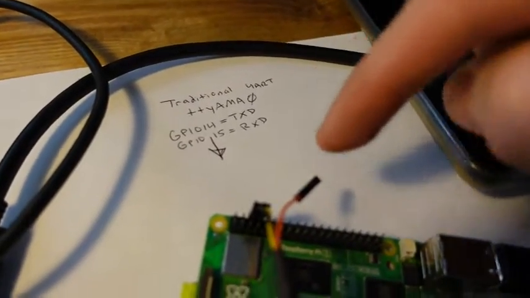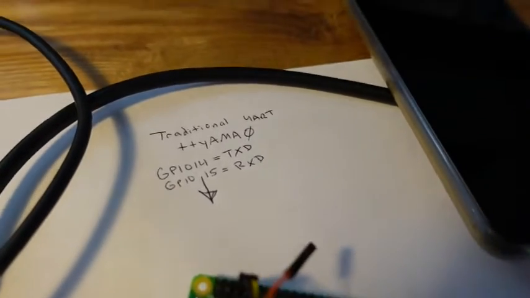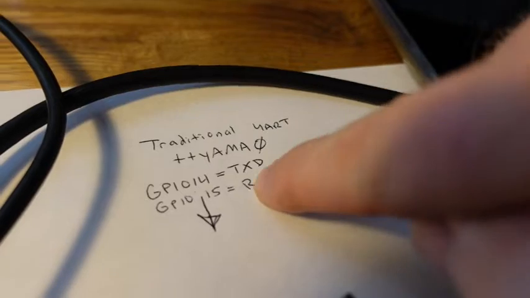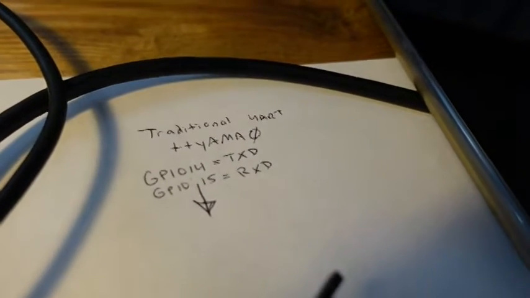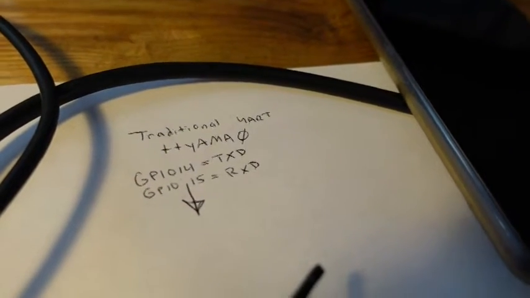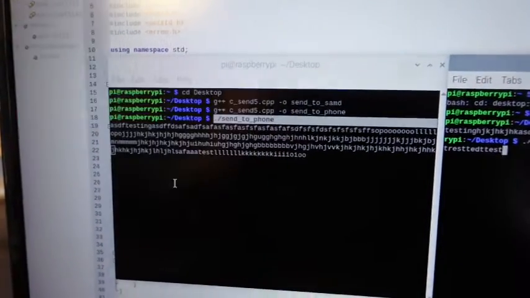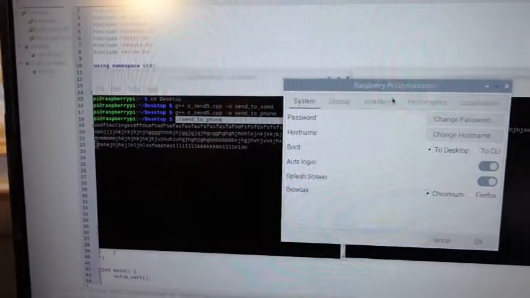So up here, this is the more traditional port. People are used to using the GPIO. And this is called TTY-AMA-0. And GPIO 14 is the TXD, and 15 is the RXD. To turn that off and on, you go to your preferences, then Raspberry Pi configuration, and then interfaces, and then this is it, the serial port.